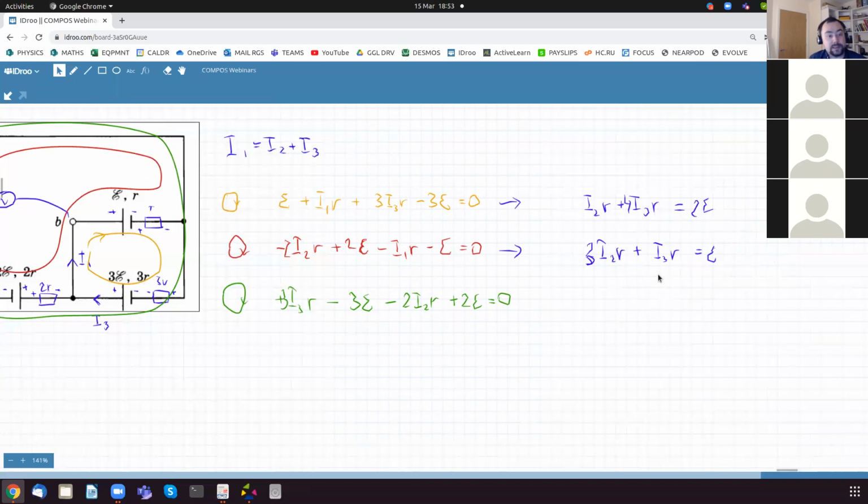Oh yes, absolutely. And finally, I get this one. And this is EMF. I'll do it right away. EMF is equal to 3I3R minus 2I2R.